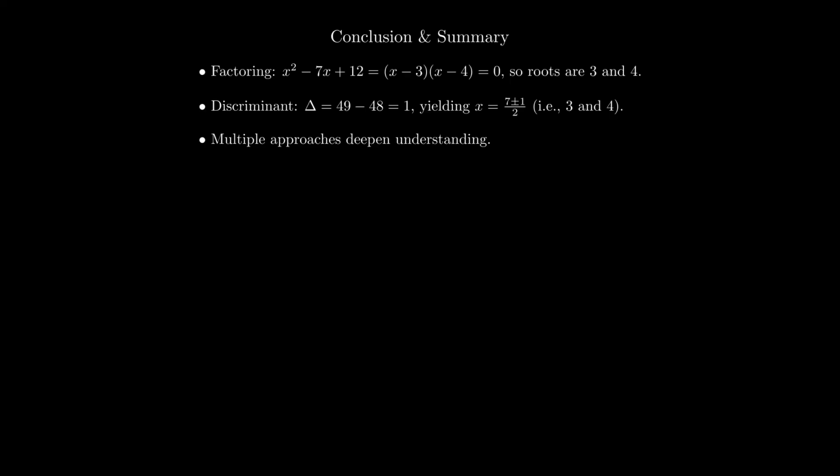First, recall the factoring approach. Rewriting the equation shows that the roots are 3 and 4. Then, using the discriminant method leads to the same results. Multiple approaches deepen understanding. Notice how both methods converge to the same result. The roots are unequivocally 3 and 4, as highlighted.